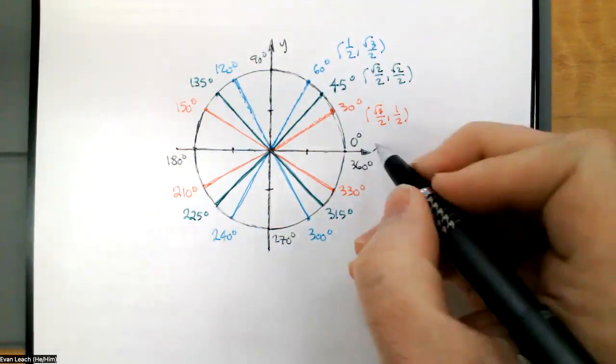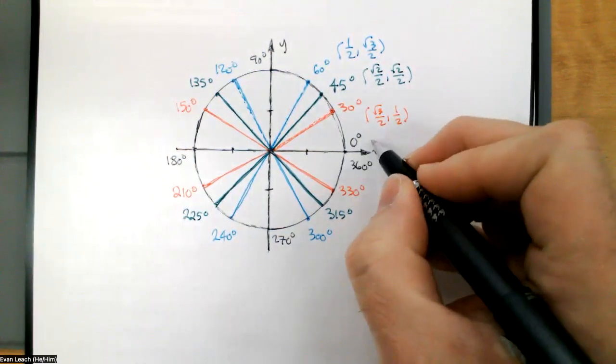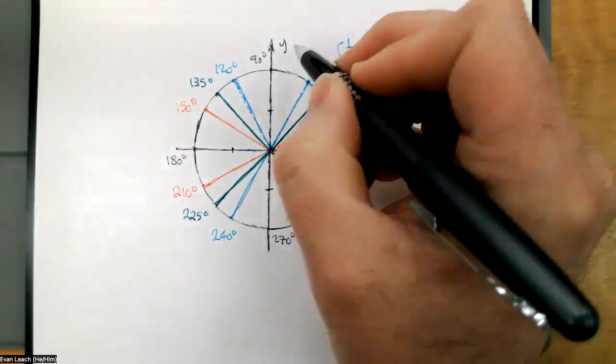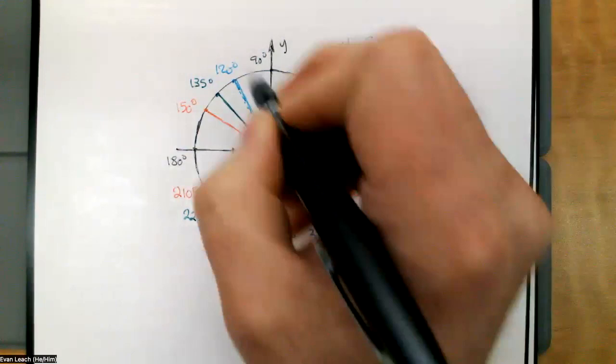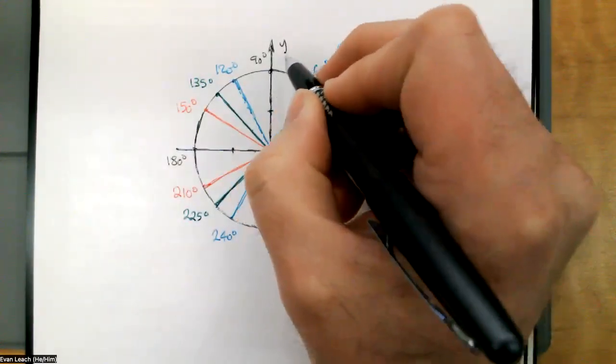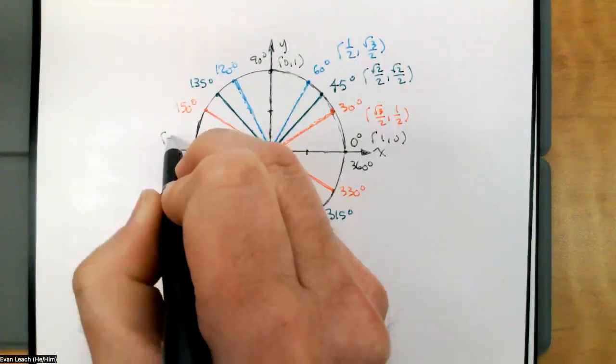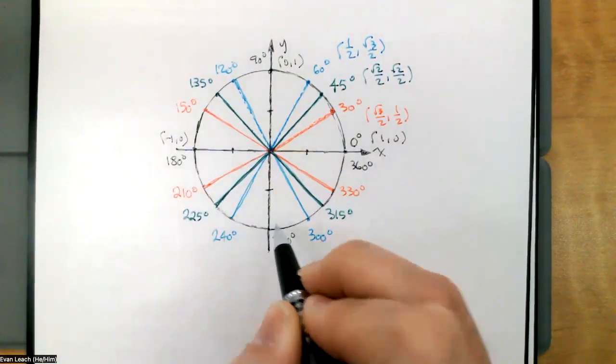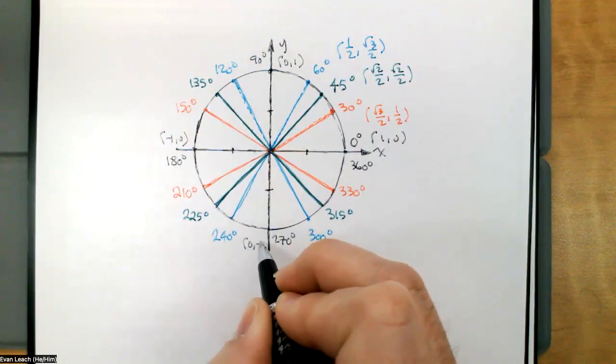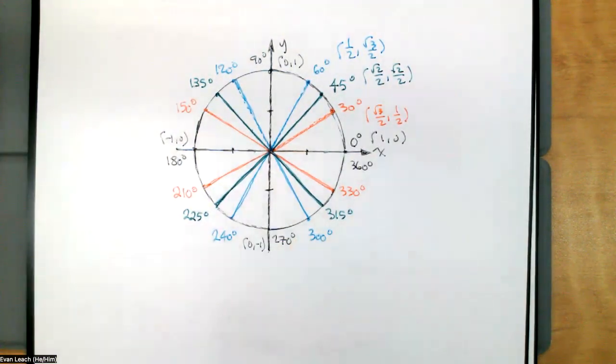At 0 and 360, let's fill in all these things. At 0, we've got the point (1, 0). At 90, we've got the point (0, 1). At 180, we've got the point (-1, 0). And at 270, we've got the point (0, -1). The one we filled in before was 300.